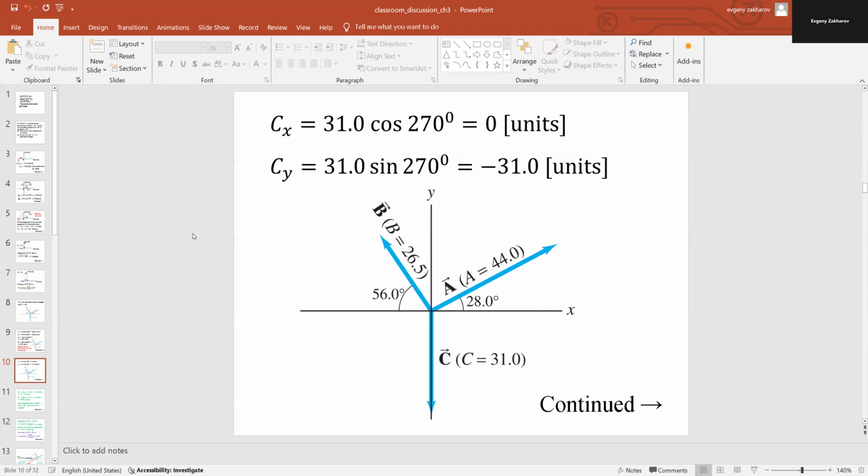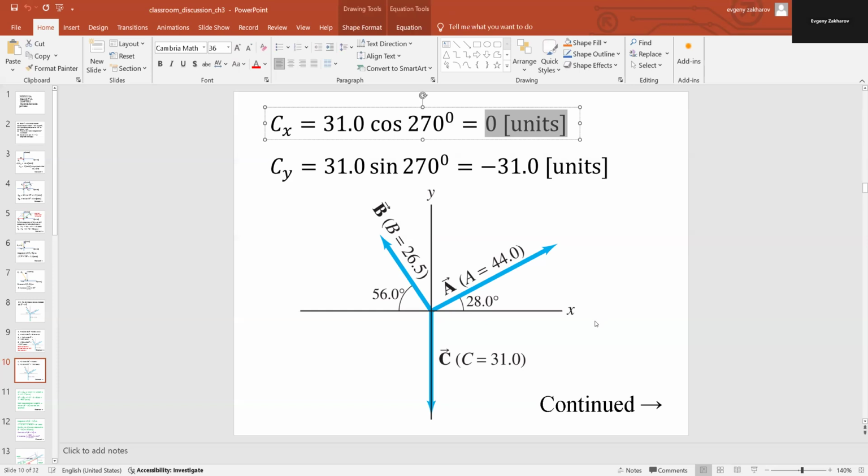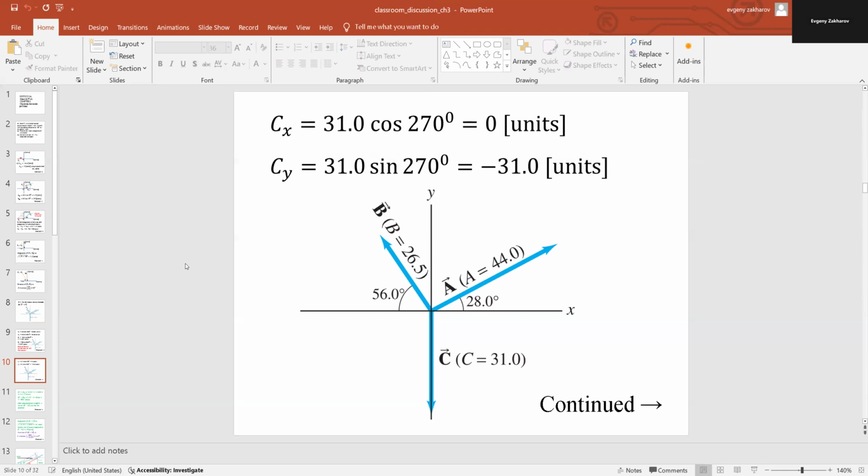You're not going to need vector C this time, but just as a practice, I'm showing you that if you want C sub x, you see that vector C is perpendicular with respect to the x-axis, and every time a vector is perpendicular, its component on that axis is 0. And if you want the vertical component, see how y goes up, vector C goes in the opposite direction, so it is a negative component. That gives you this value for C sub x and C sub y.